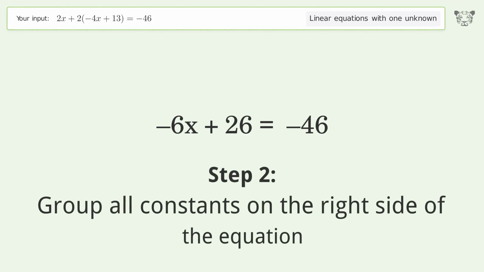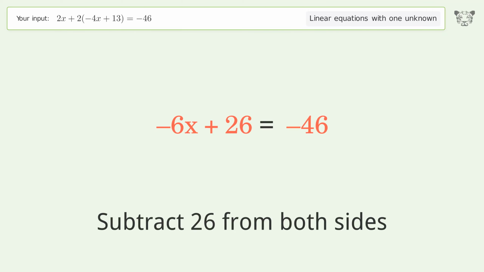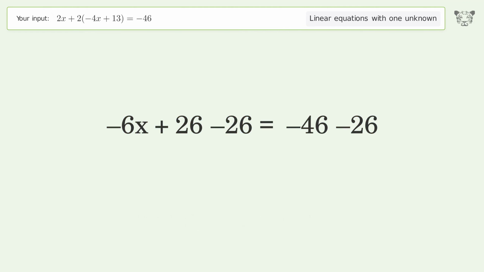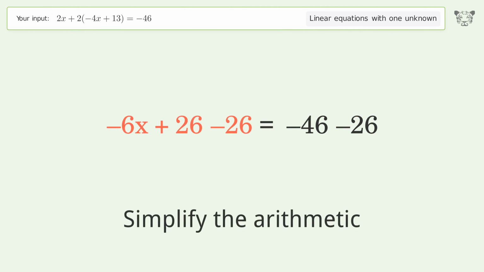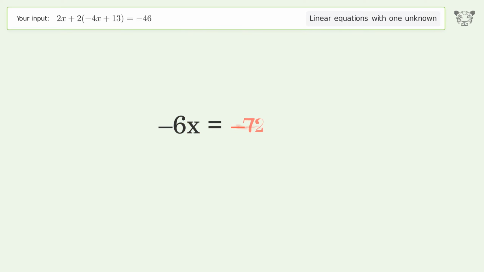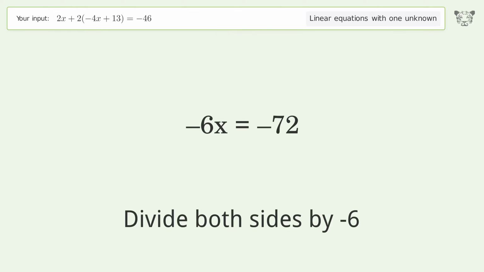Group all constants on the right side of the equation. Subtract 26 from both sides. Simplify the arithmetic. Isolate the x. Divide both sides by -6.